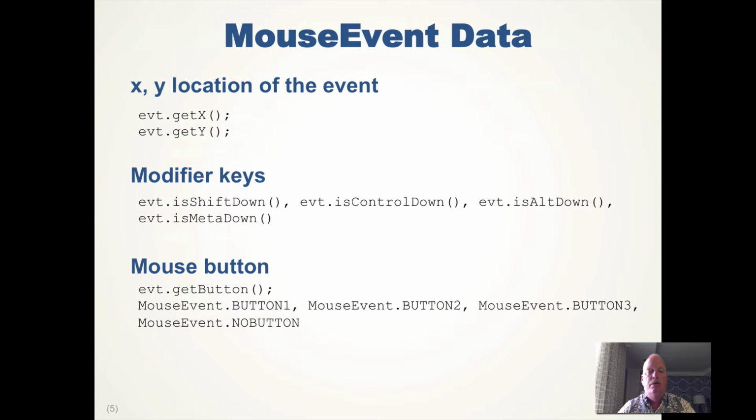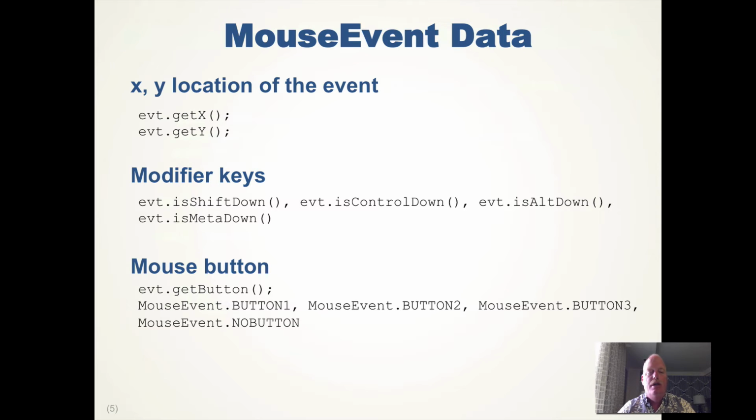They also have the concept of modifier keys. So like Shift click, Control click, Alt click, and then Meta click, those are potential key bindings. If you hold the Shift button down and click, you'll get the event with Shift click down is true.